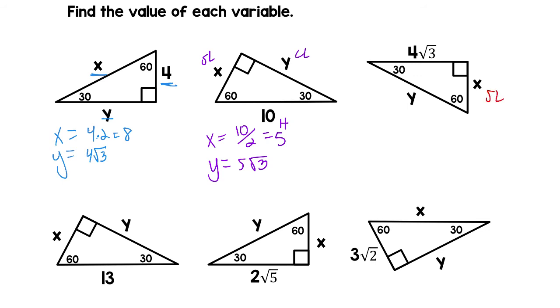Let's label our sides again. Short leg, hypotenuse, long leg. I have the long leg and I want to know the hypotenuse and the short leg. Well, I'm always going to find the short leg first in this case. So my x is going to be divide by square root of 3. So 4 square root of 3 divided by square root of 3. Those guys cancel and I'm left with 4. Now to find y, the hypotenuse, I take the short leg times 2 and get 8 for the hypotenuse.